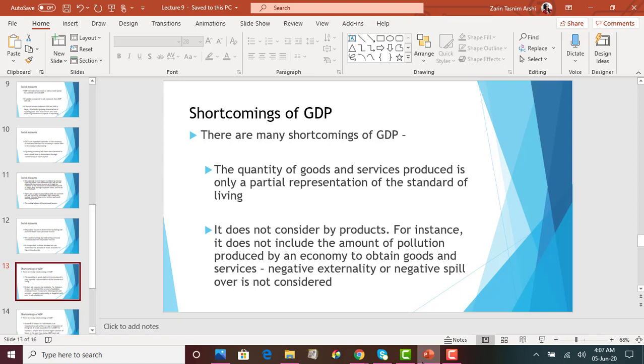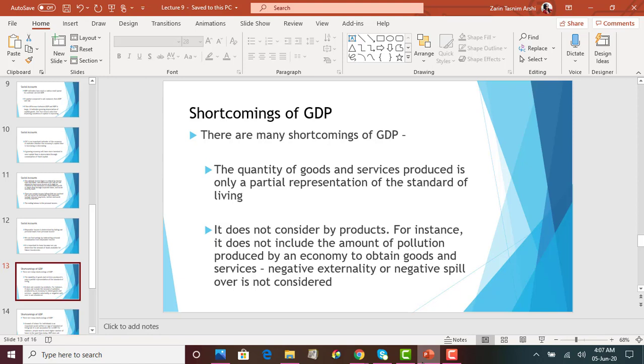So what this is saying is basically that an increase in quantity does not necessarily mean that your standard of living has actually gone up. Well, yes, it is a sign that you're producing more, so that's good, but it's not necessarily a good sign. It's just a partial representation of standard of living. There are other factors that give us more information about standard of living. So an increase in quantity gives us only a partial representation of standard of living.